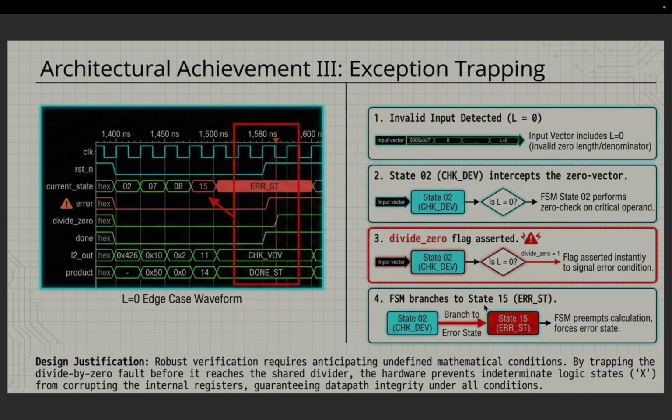For error detection, a good digital system must be able to handle invalid inputs. For example, if the channel length is equal to 0, division by 0 would occur. The system detects this condition before the division operation. An error flag is generated and the finite state machine enters an error state to prevent incorrect results.